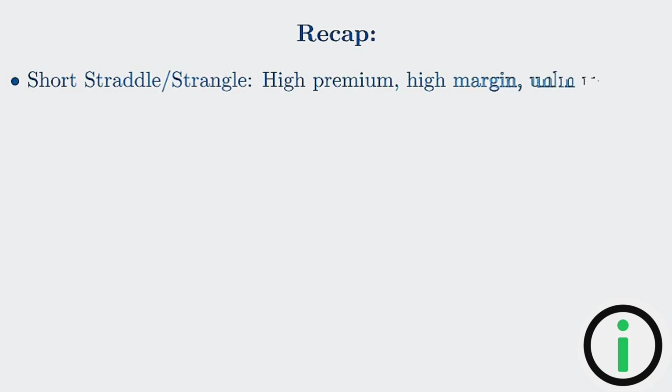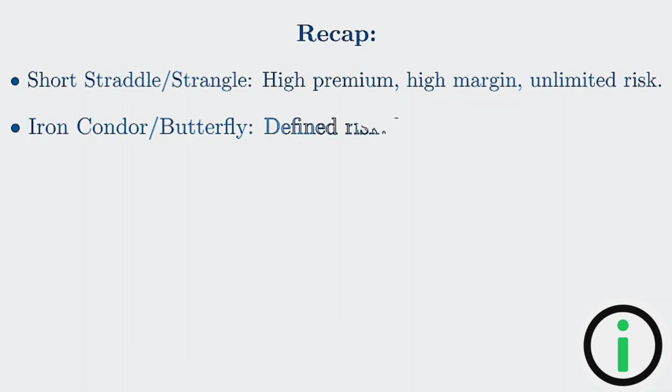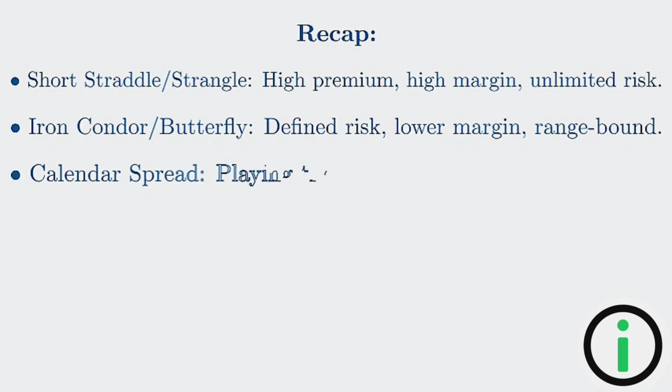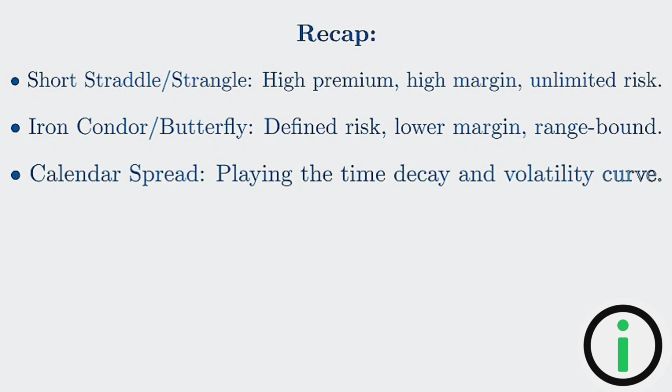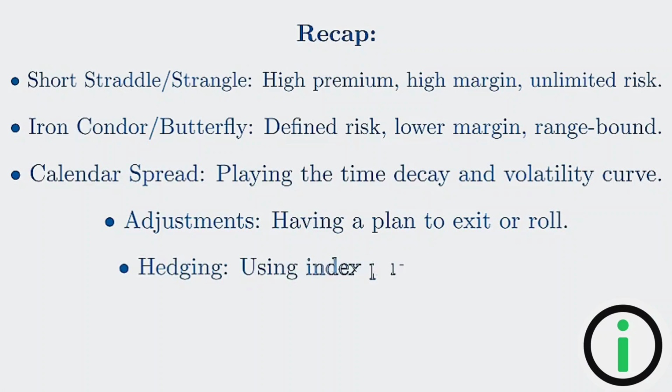We have covered a lot of ground today, from the high-stakes world of short straddles to the protective nature of portfolio hedging. Let's do a quick recap. Short straddle and strangle: high premium and margin, but unlimited risk. Iron condor and butterfly: defined risk and lower margin. Calendar spreads: playing time decay. Adjustments: have a plan to exit. And hedging: using index puts as insurance.